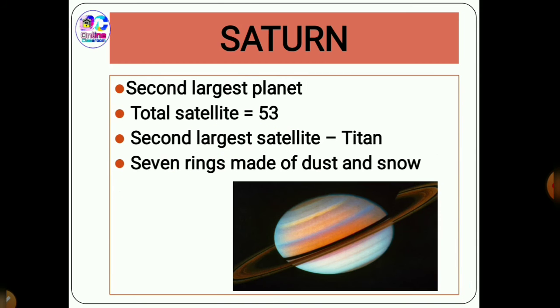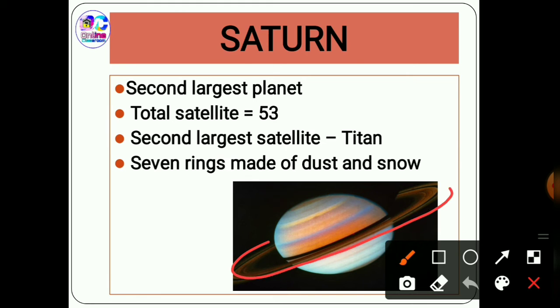The next planet is Saturn. Now, when we look at Saturn, it's a very picturesque planet. It is the second largest planet after Jupiter. The total number of satellites is 52 and it has the second largest satellite, that is Titan. It has bright concentric rings, made up of ice and ice-covered dust particles which revolve around it. So we can see these rings around it. These rings are made up of ice and dust particles.